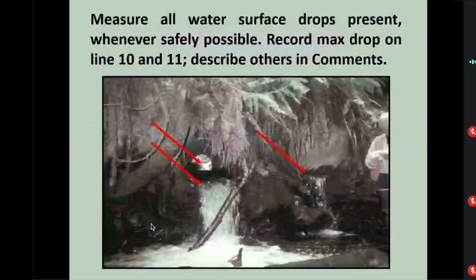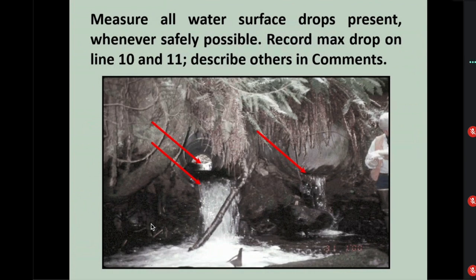The next image is going to show a picture here. You want to measure, and so here's two pipes. I know it's harder to see the pipe to the right, but you want to measure the water surface drops on any of the pipes at any location. And you want to record the max water surface drop on that metric on level A. So it's line 10 and 11. And then other drops that are lesser, not the max, you do want to record in the notes. So measure them all, jot down the biggest drop, but make sure the other drops are recorded.